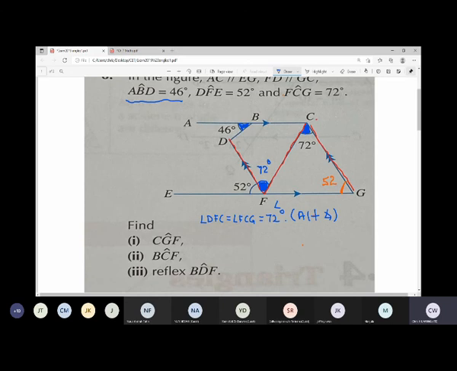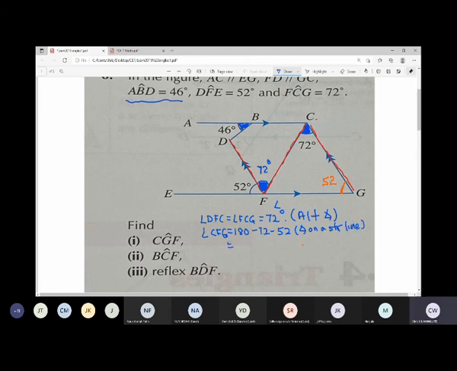The moment I find one, I am able to find CFG already. Of course, there are many ways to find it. The moment you find DFC, there are actually many ways to find your angles already, but this is one of the ways. This is the easiest way, very clear. So after you find DFC, I will be able to find angle CFG, which equals 180 minus 72 minus 52. What is your reason? Angle on a straight line or supplementary angle? Angle on a straight line.